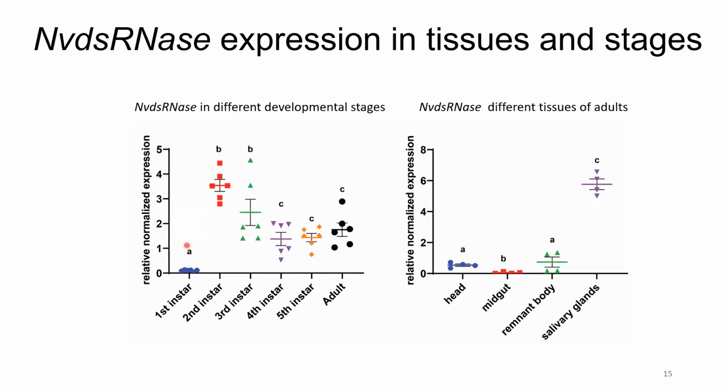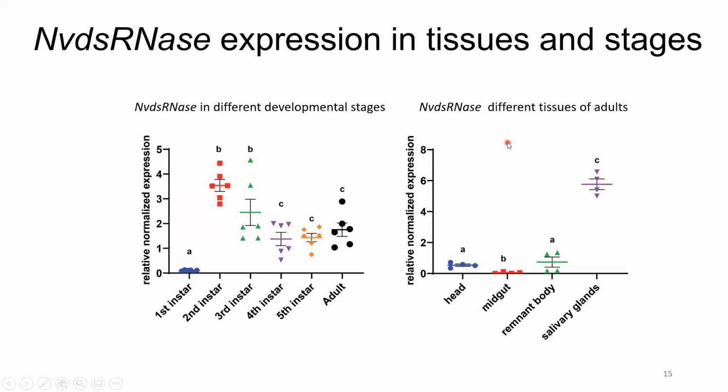One of the possible reasons that we can correlate is that the first instar does not feed, and it's from the second instar onwards that these pests start feeding on the plant. So when these insects start feeding on the plants, only then does this gene start expressing. So this is what we can conclude from the expression in the developmental stages.